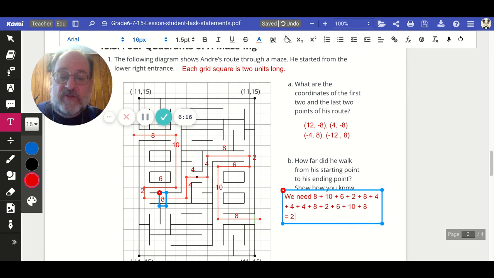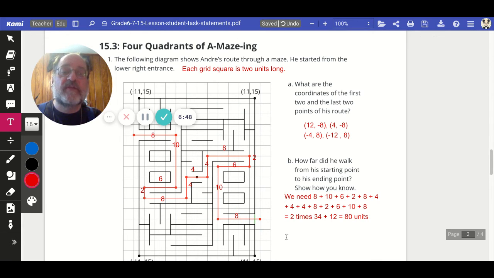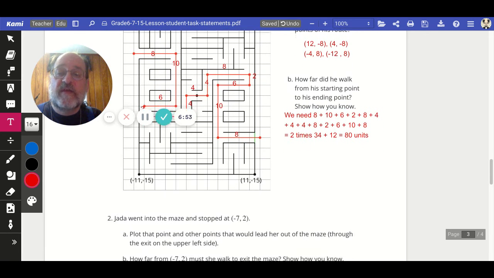So that's going to be 2 times, when I add those together, 8 plus 2 is 10, plus 6 is 16, plus 10 is 26, plus 8 is 34, plus the 3 fours in the middle, 4, 4, 4 is 12. Okay, so 2 times 34 is 68, plus 12 is 80 units. Whew. Lots of time walking through a maze. Okay, we'll see if we need to erase these. I need to figure out something on the next one.